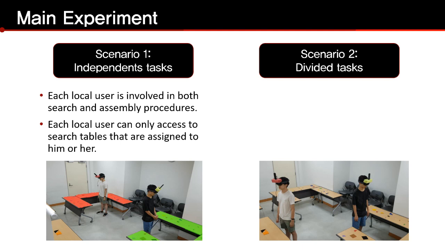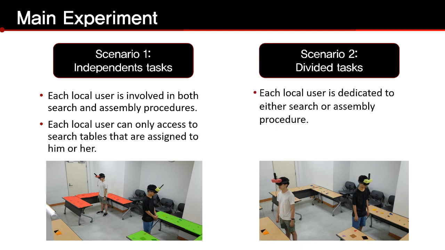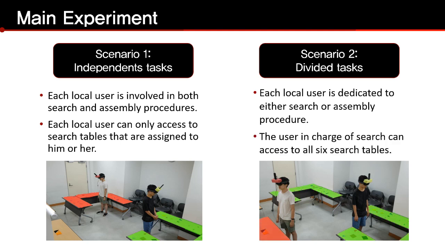As for Scenario 2, divided tasks, each local user is dedicated to a certain role, either search or assembly. The user in charge of search can access all 6 search tables, whereas the one in charge of assembly is fixed to the assembly table.